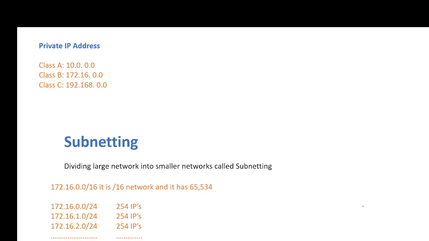See, in class A, they have given 10. If you write an IP address starting with 10, the remaining 3 numbers can be anything, that is a private IP. Class B, 172.16. The first 2 numbers you have to write 172.16, and the remaining 2 numbers you can write whatever you want, that is private. In class C, if the IP address starts with 192.168, the remaining places can be any number, that is private. Apart from these 10, 172 and 192, if you write any other number, that is public.